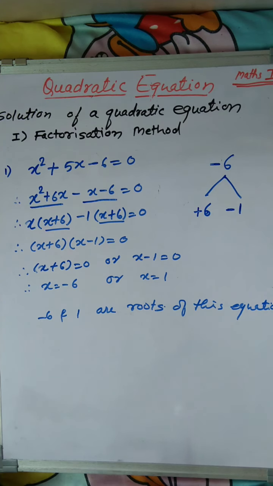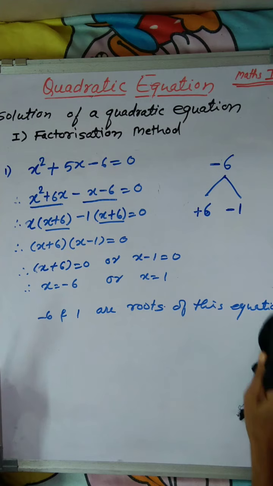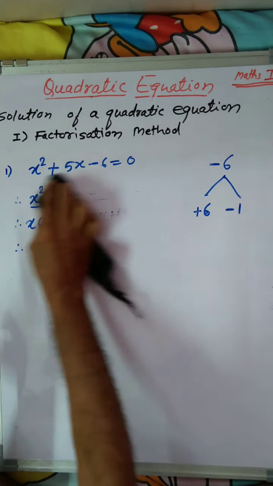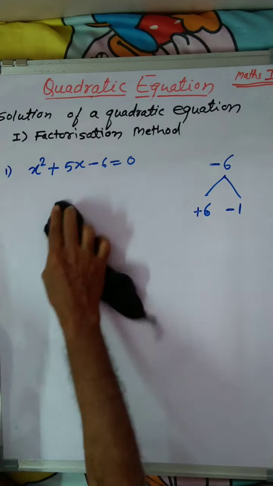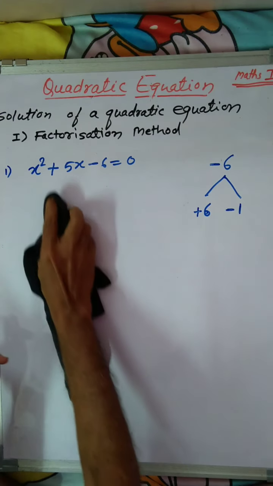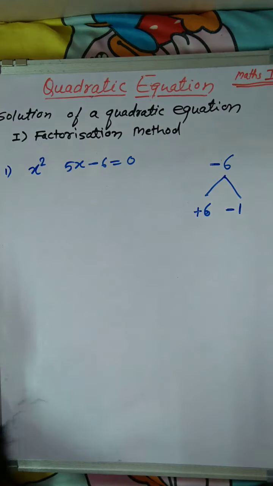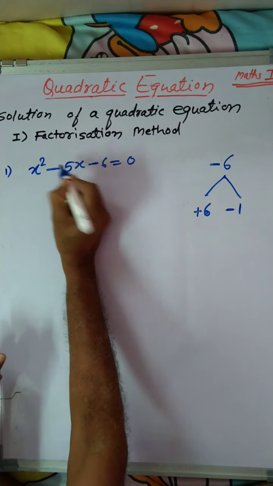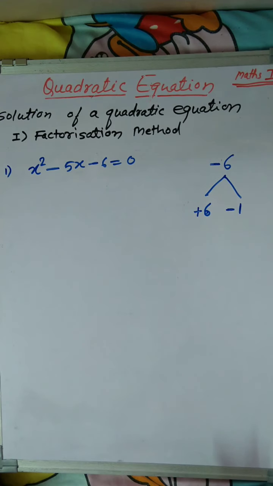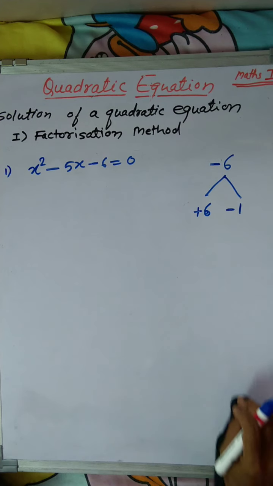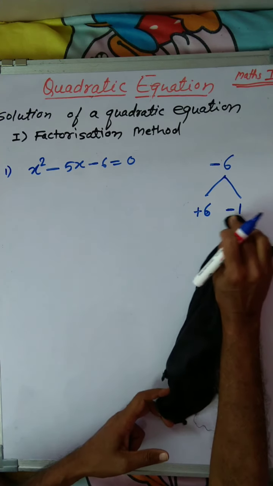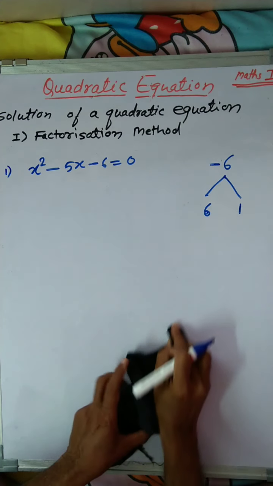Now we take the fourth one. In the fourth one, we have to change the sign of the middle term. That is, the sign of the middle term is minus 5x. Hence in the fourth we get both signs negative, the sign of the middle term and the sign of the third term. Now the third term is minus 6. That means we have to find factors such that their difference is 5.